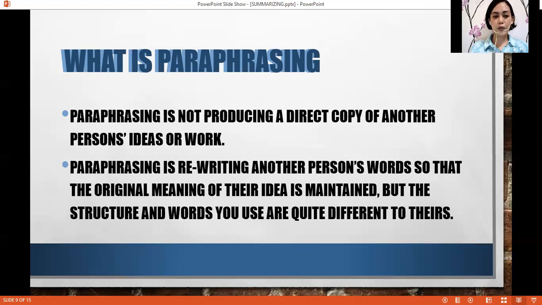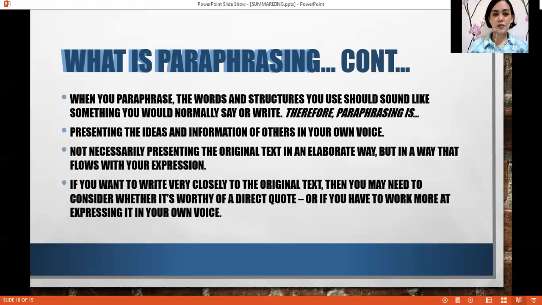We're now on the second point. Paraphrasing is rewriting another person's words so that the original meaning of their idea is maintained, but the structure and words you use are quite different to theirs. Okay, you have to maintain the idea, but you use your own words. So we have to have a training on this. Let us proceed now to the next point.